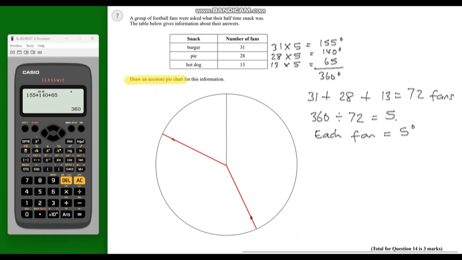So now we need to label our sectors. This biggest one here is the burgers, and that is 155 degrees. And now this one here was the pie, and that is 140 degrees. And finally, we've got the hot dog section, which is 65 degrees.